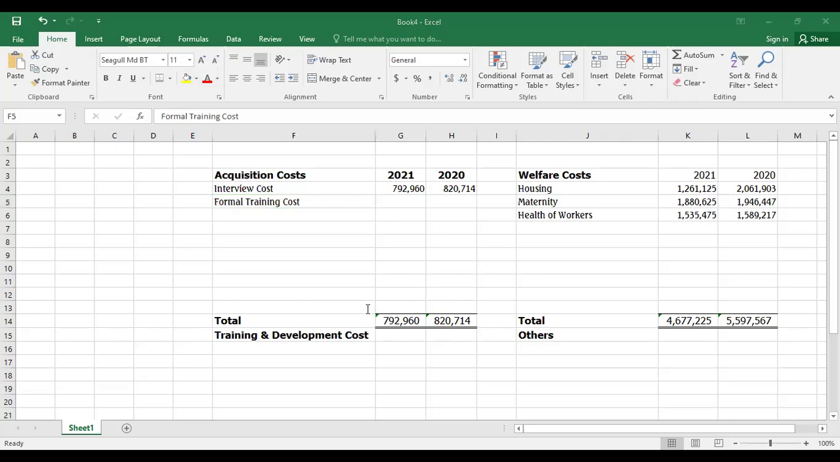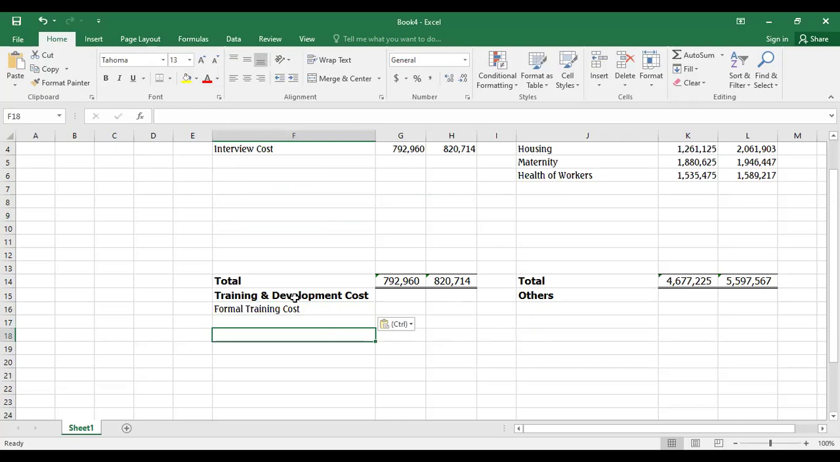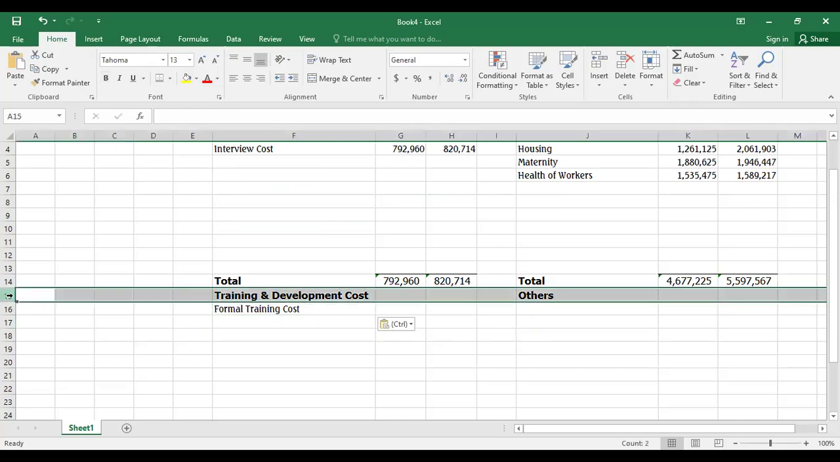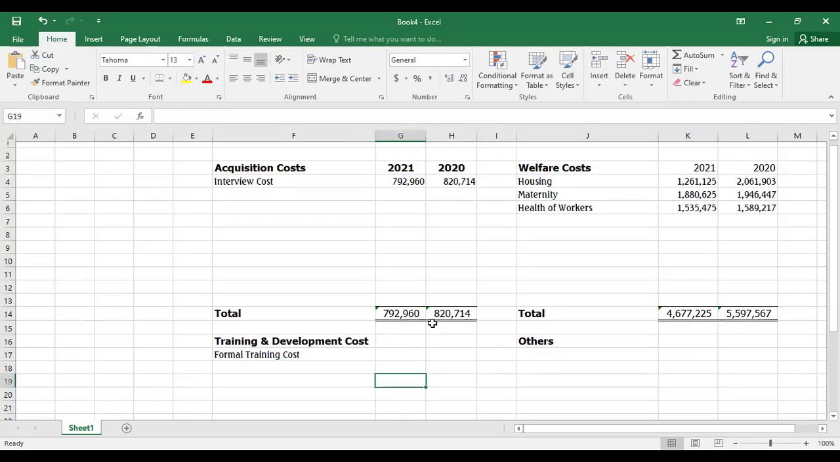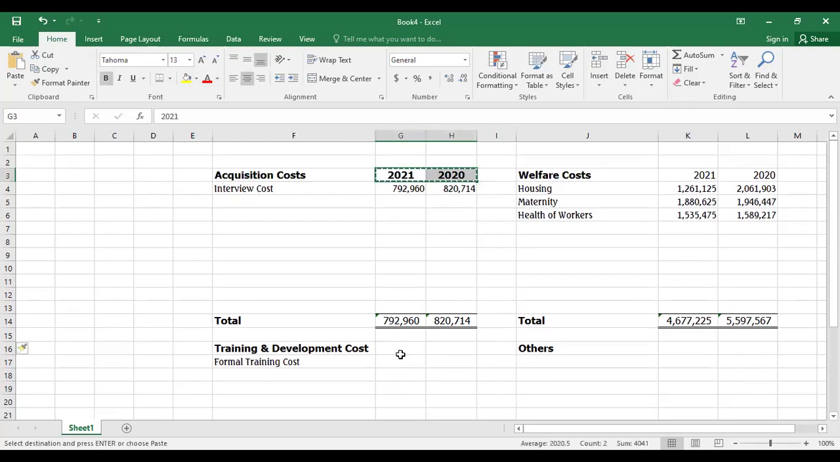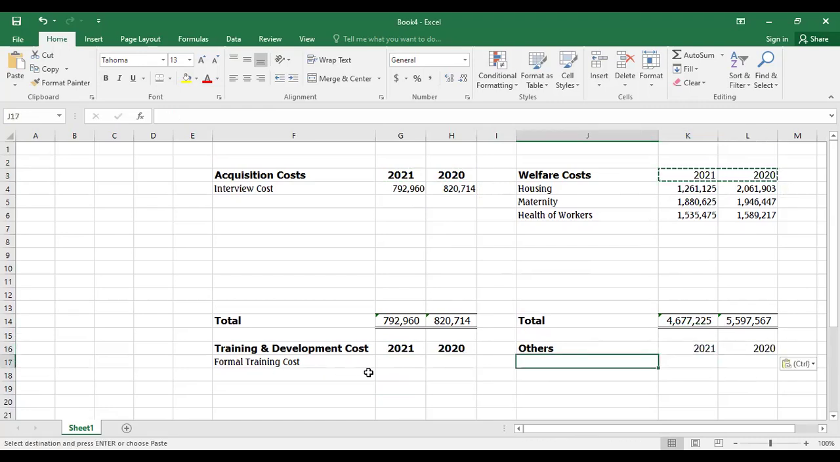Formal training cost. So we have 160. Formal training cost. No, I've made a mistake here. So formal training cost should come here. Formal training cost is training and development. Yes, brilliant. Let me get the 2 years separate, so that it can be clear as to what we're doing. Yes, good. Formal training cost.